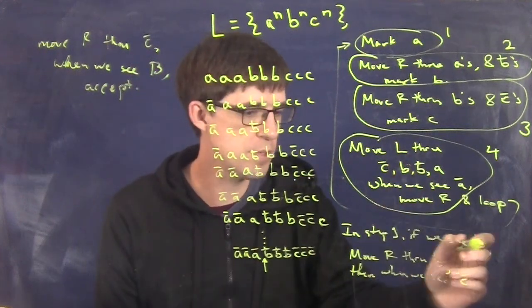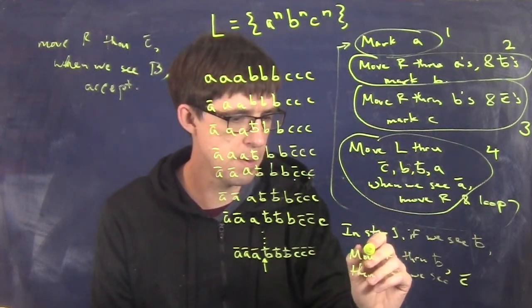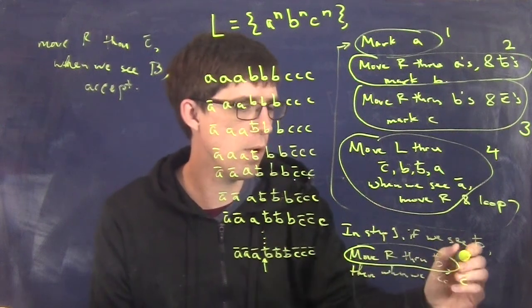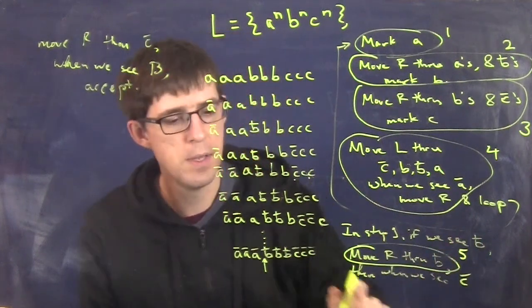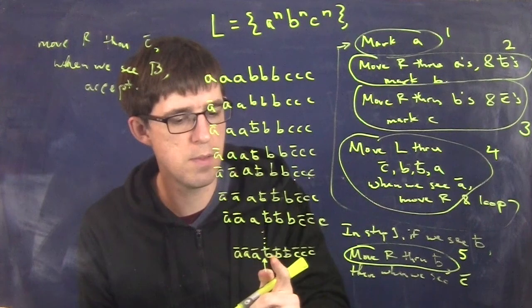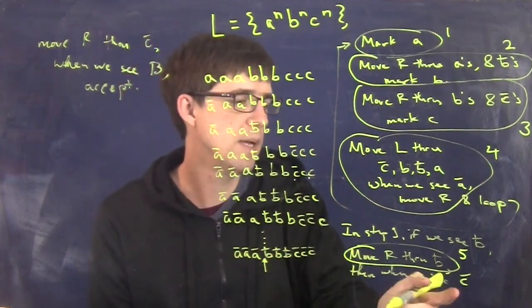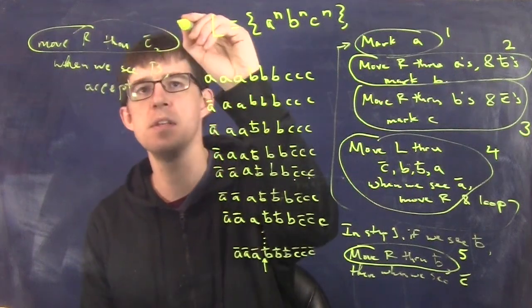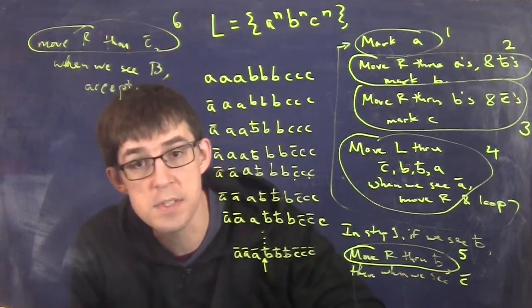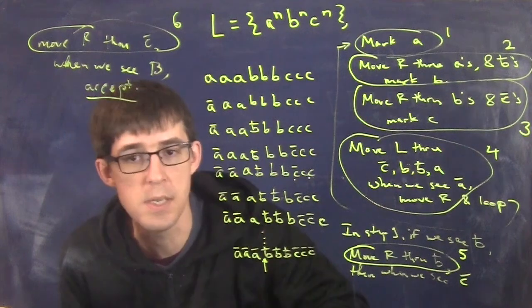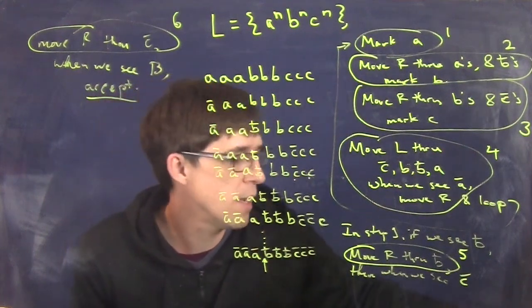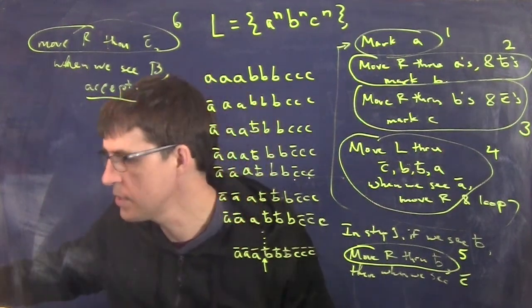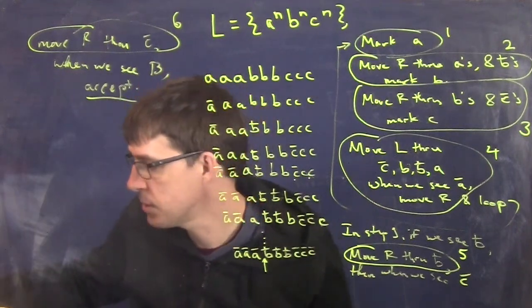So in step 1, if we see B bar, then we do this, move to the right through all B's. I'll call that state 5. This is the state where it's checking to see that all the B's have been marked. And then when we see C bar, we have to move to the right through all C bars. I'll call that state 6. And I believe these are all the states that I need. There's finally the accepting state. All right, so my diagram is going to have 6 states plus an accepting state.